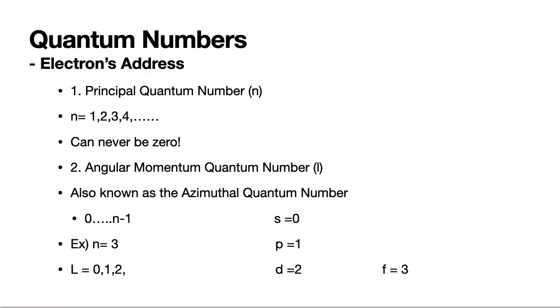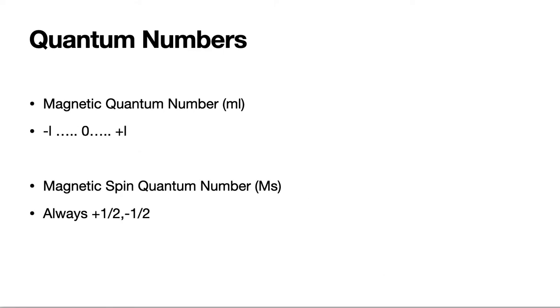For our l value, our angular momentum quantum number, s is equal to 0, p is equal to 1, d is equal to 2, and f is equal to 3. Now our magnetic quantum number, ml, takes the form negative l to 0 to positive l. And our magnetic spin quantum number, symbolized by ms, is always equal to positive 1/2 and negative 1/2.